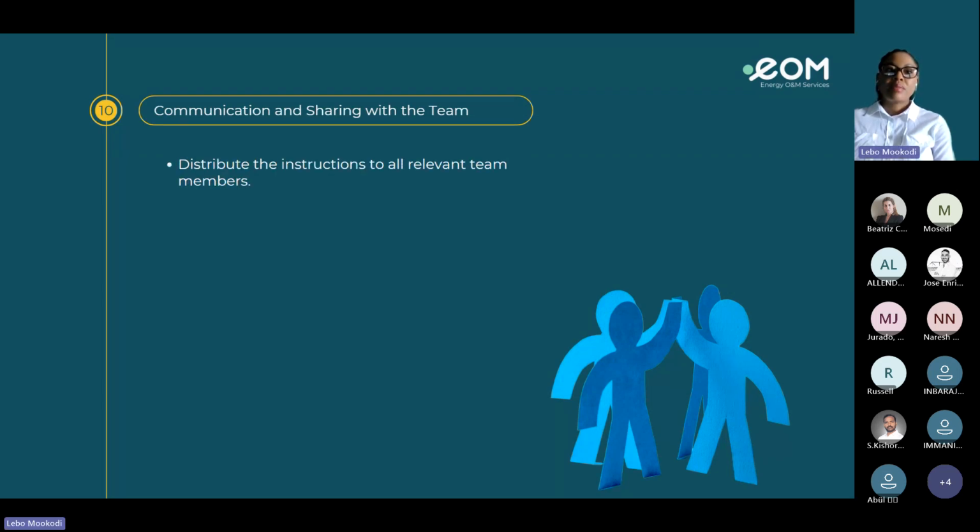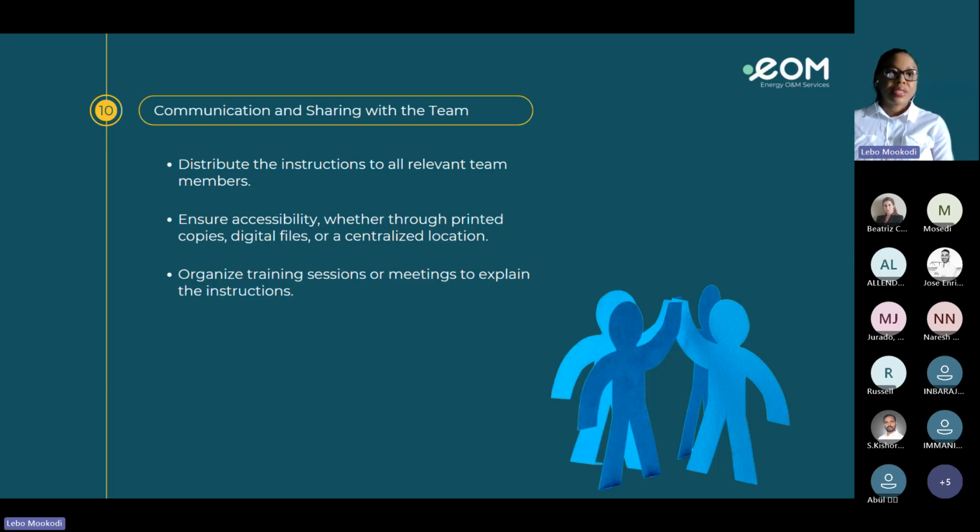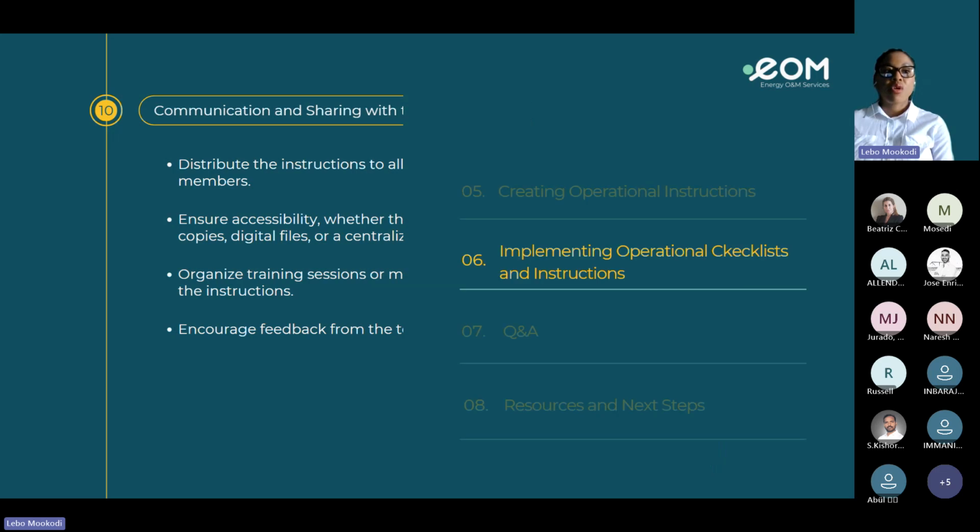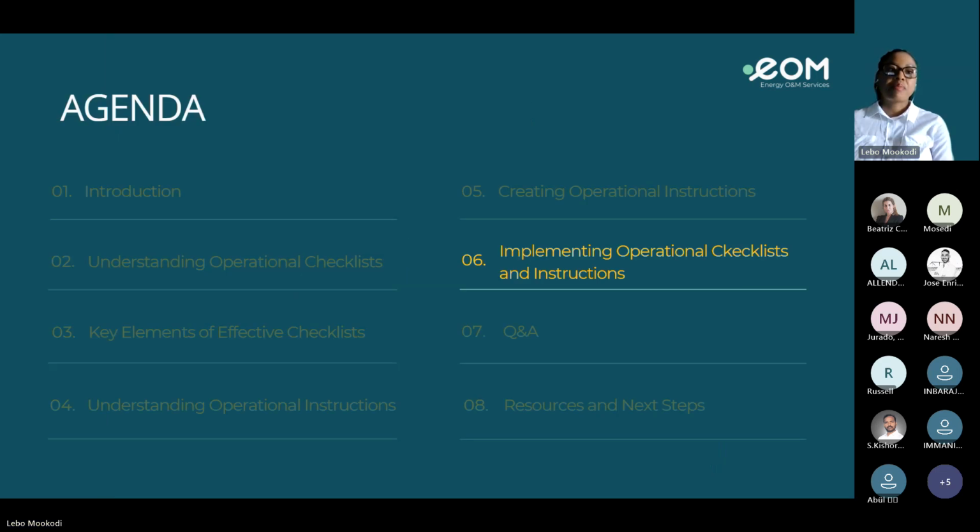The other important aspect is communication and sharing with team members. You must distribute the instruction to all relevant team members, ensure accessibility, whether through printed copies or digital, like using a shared drive. Organize training sessions or meetings to explain the instructions to ensure that everyone understands. Encourage feedback from the team.